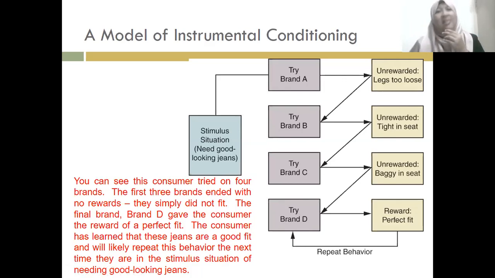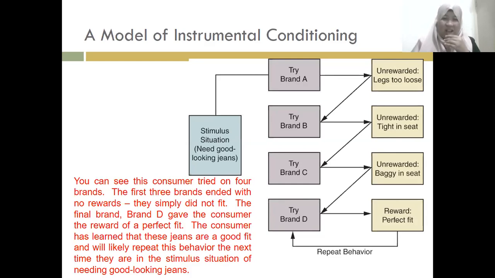You can see this is something that mostly we as consumers do when we want to buy. For example, let's say no MCO right now, we go to a shopping mall, we have to try our Hari Raya wear, right? So we might try the first, brand A, because this is the example they give for those who want to try jeans. Unrewarded, the legs are too loose. Then try brand B, unrewarded, also too tight in the seat. Try brand C, unrewarded, baggy in the seat, and try brand D, it is a perfect fit. So it's four times already trying in what we call a fitting room, right?